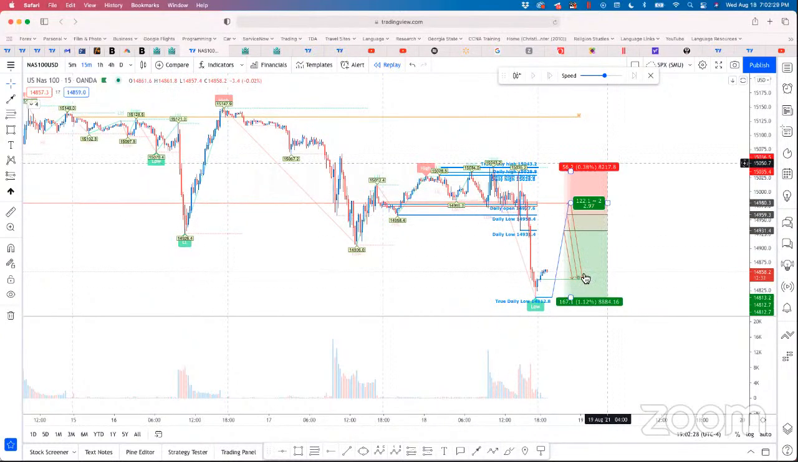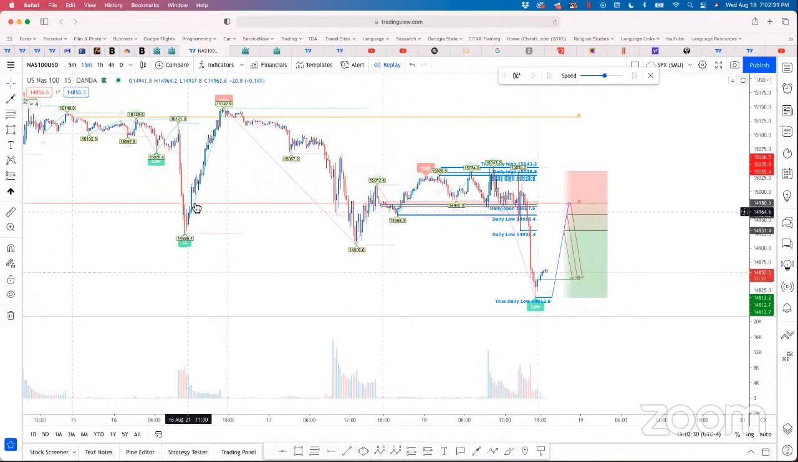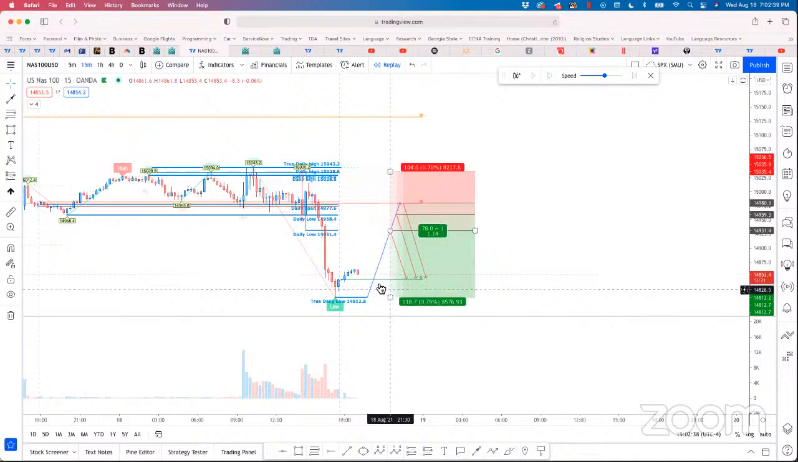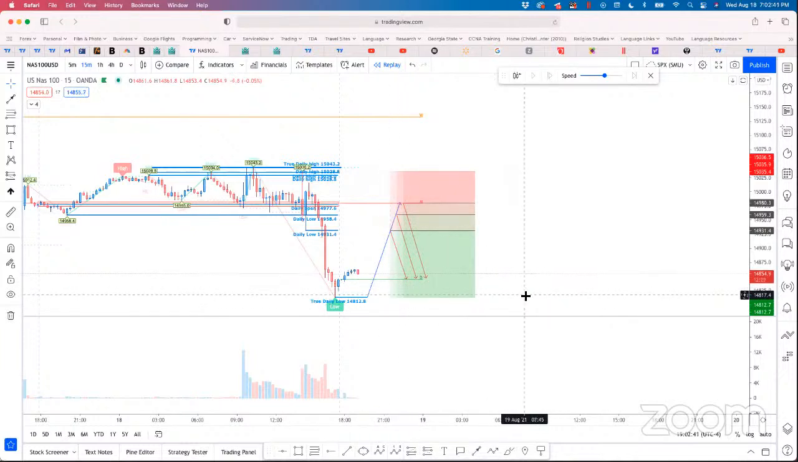Just the way that it's been moving, right? 1, 2, 3, 4, 5, right? Dropped on 6. So unless it wanted to keep going down, right?